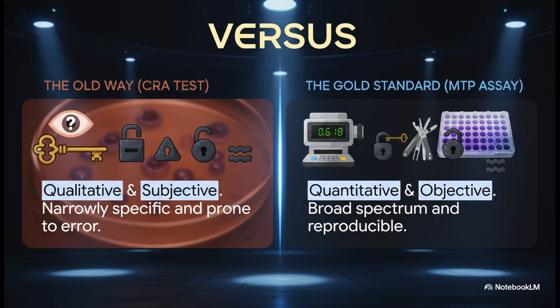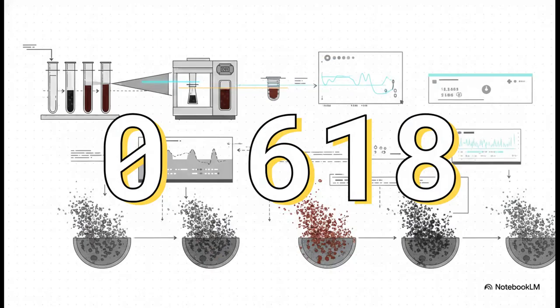It's night and day. We are replacing subjective guesswork with objective measurement. We're going from looking at colors to reading a number. We're moving from a test that's narrowly specific to one that detects the total amount of biofilm, no matter what it's made of: PSM, PIA, eDNA, all of it. We are trading a flaky, error-prone method for one that is reproducible, reliable, and standardized.